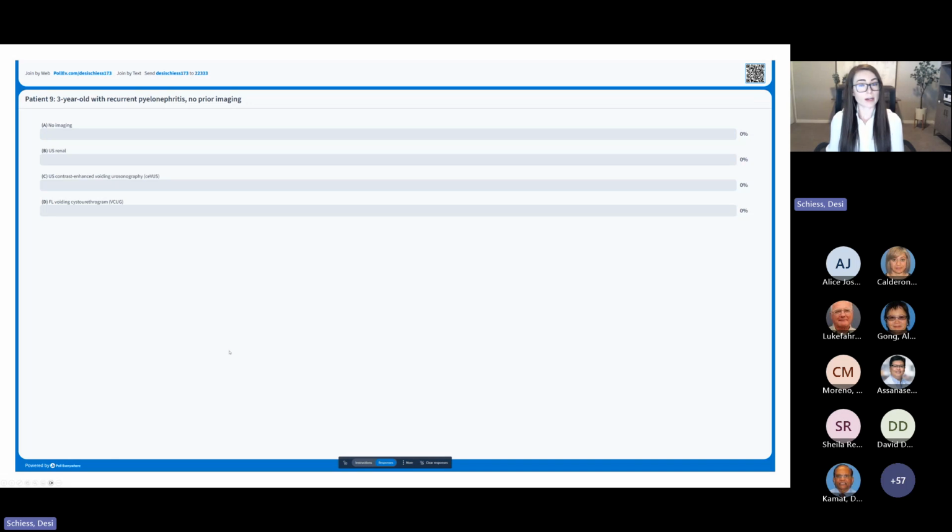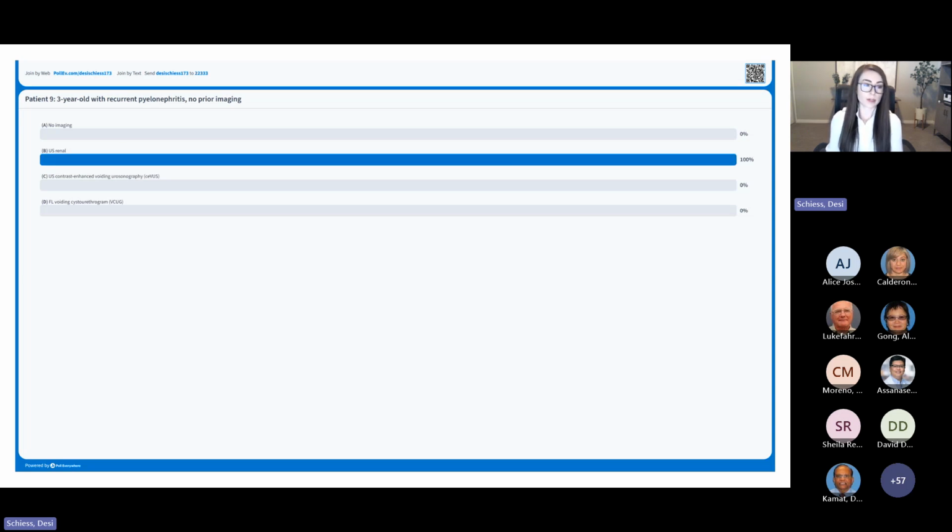In contrast to our next patient, which is a 3-year-old with recurrent pyelonephritis, and this patient has had no prior imaging. So which one of these would you start with? No imaging, renal ultrasound, CVUS, or fluoroscopic VCUG? Got some takers for renal ultrasound, which is the correct answer.